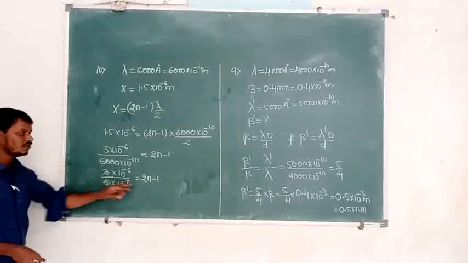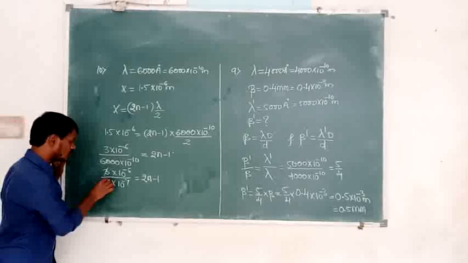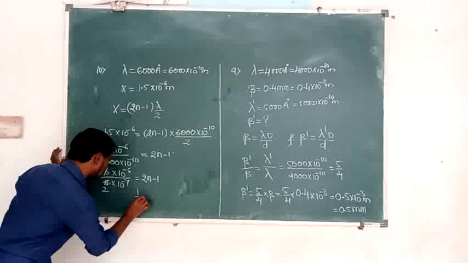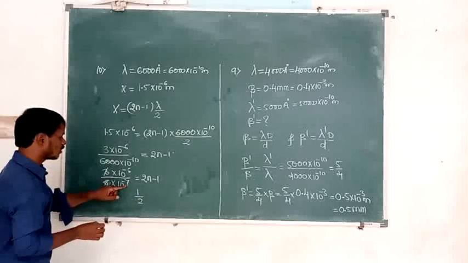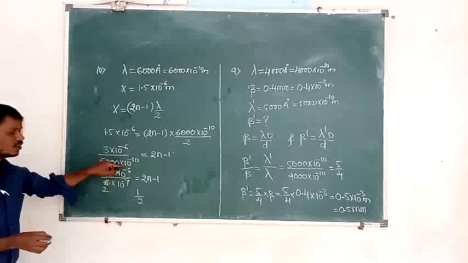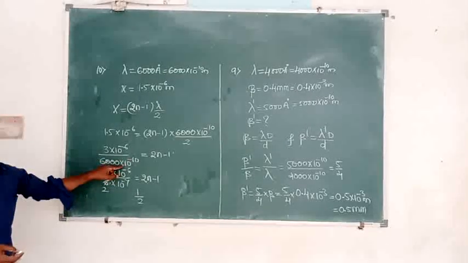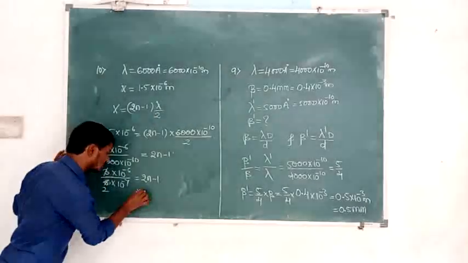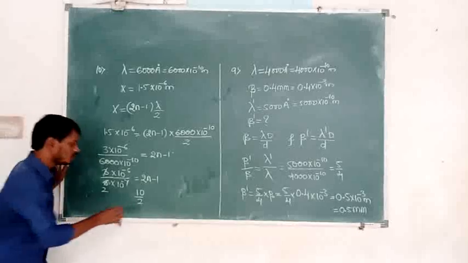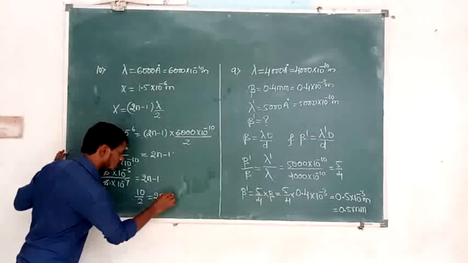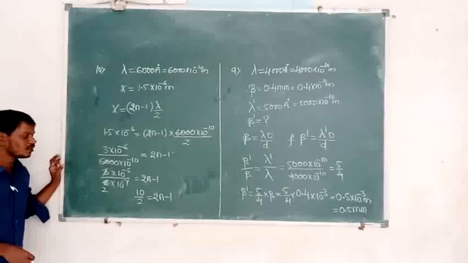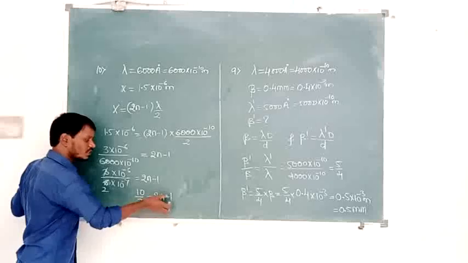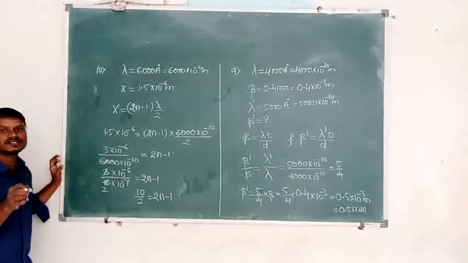So what is our aim? Our aim is to find n. So 3 1s are 3, 2s are 1 by 2. Next this one: I will take this 10 to the power of minus 7 to the numerator, that becomes 10 to the power of plus 7. 10 to the power of plus 7 into 10 to the power of minus 6, that is 10 to the power of plus 1, that is 10. Okay, 10 by 2 is 2n minus 1. So 10 by 2 is how much? 10 by 2 is nothing but 5. Then I will take minus 1 to the left hand side. 5 plus 1, 6. Then 2n is equal to 6 means n equal to 3.